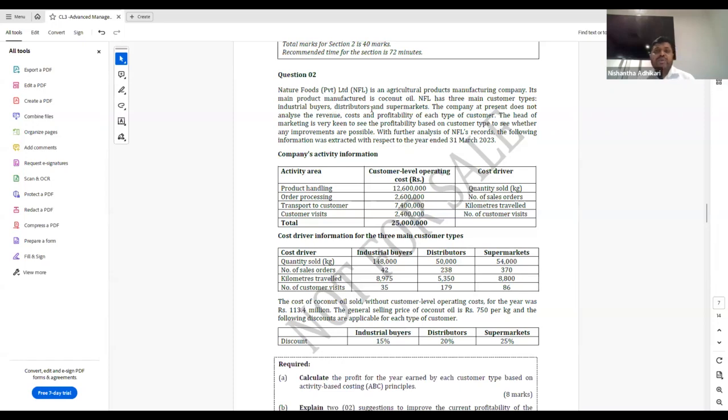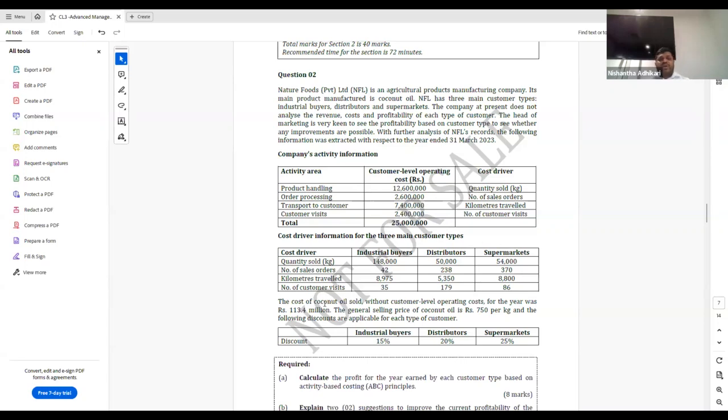Industrial buyers, distributors, and supermarkets. The company at present does not analyze the revenue, cost, and profitability of each customer type to see whether any improvements are possible. That means this is related to customer profitability analysis. With further analysis, the following information was extracted with respect to the year ended 31st March 2023. Product handling, customer level operating cost 12.6 million, cost driver quantity sold in kilograms. Order processing 2.6 million, number of sales orders. Transport to customers 7.4 million, kilometers traveled. Customer visits 2.4 million, number of customer visits.